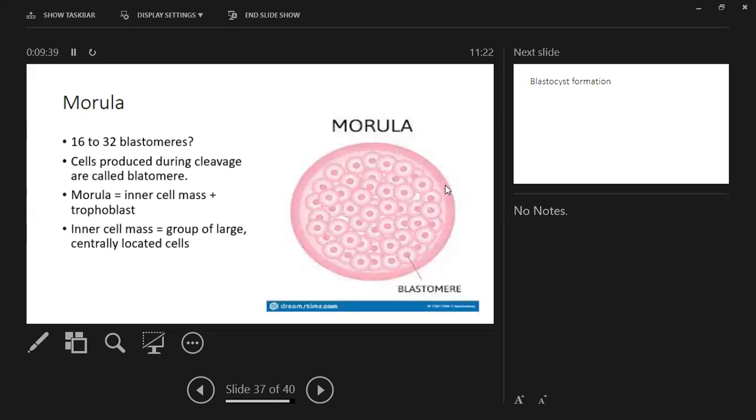Trophoblast will not take part in the formation of the embryo. The inner cell mass will take part in the formation of the embryo.